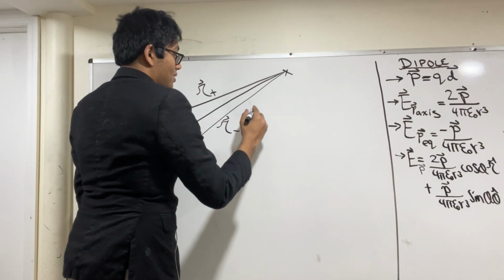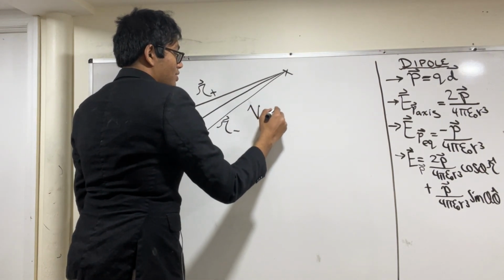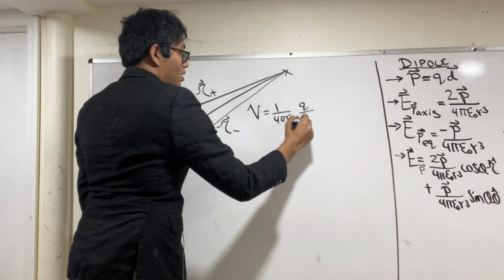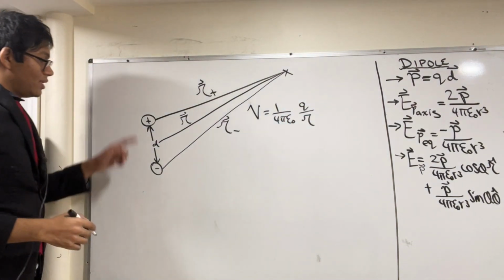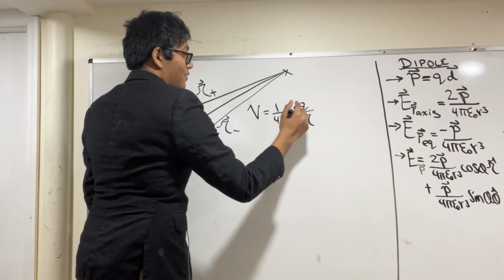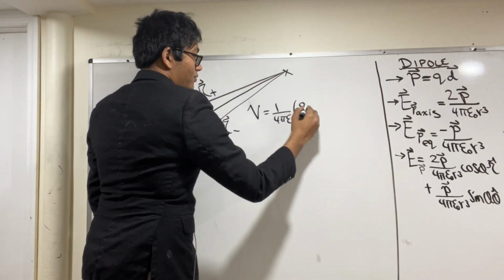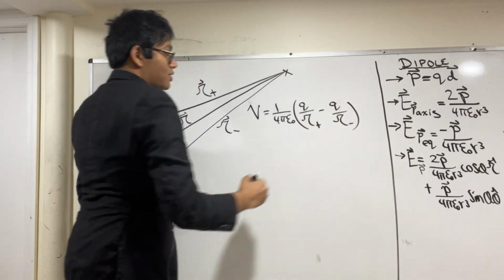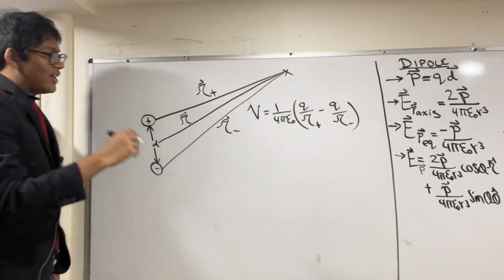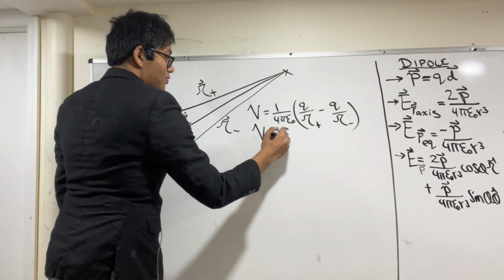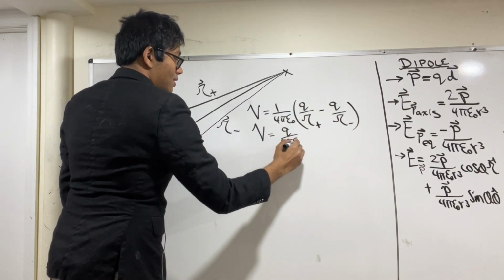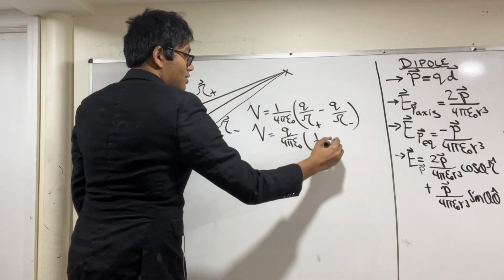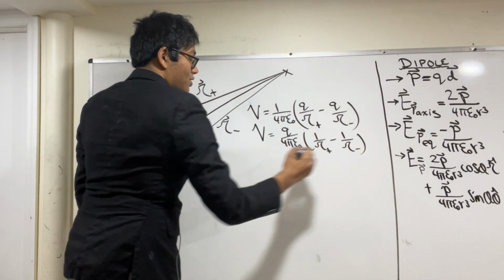The electric potential for a point charge is k, 1 over 4 pi epsilon naught, q over r. So, in this case, we have 2 charges. Hence, we're going to have q first for the positive charge, and then here's the minus charge. Let's factor out that q. So I've just got an expression in terms of 1 over the distance to the plus charge minus 1 over the distance to the minus charge.